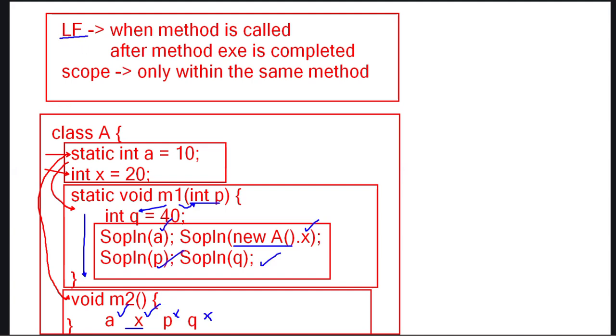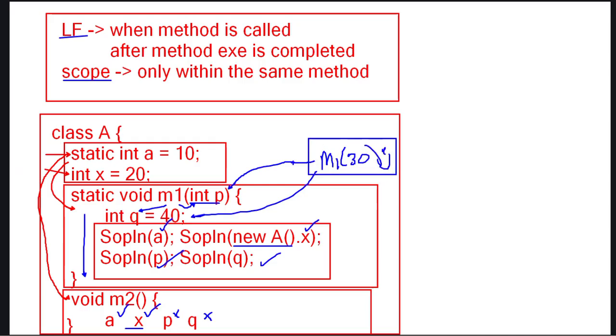So what is the lifetime and scope of a local variable and a parameter? Parameter memory and local variable memory get allocated only when we call this method. When we call this method, control goes into this method, and immediately parameter memory is allocated and local variable memory is allocated.